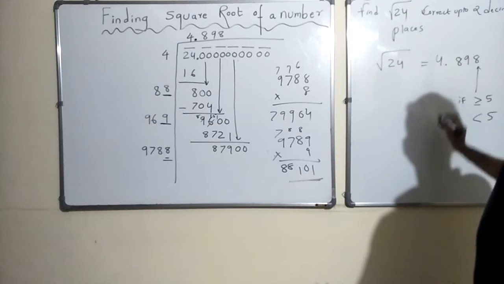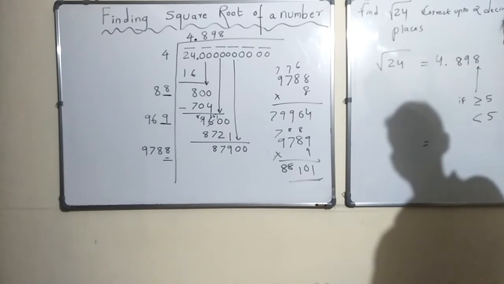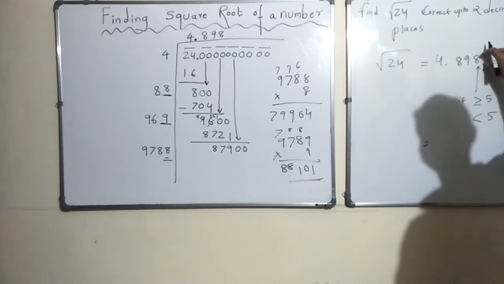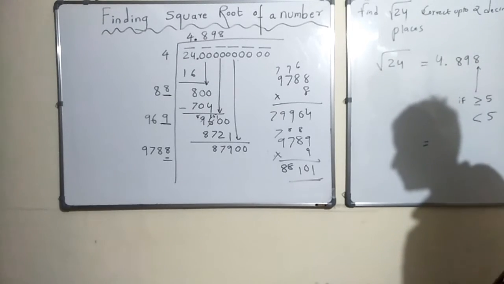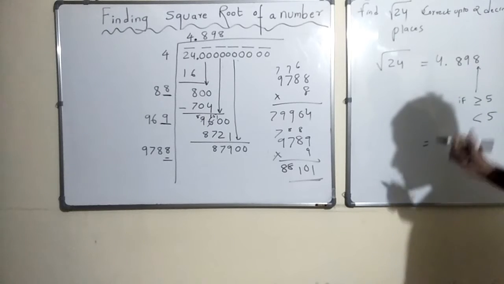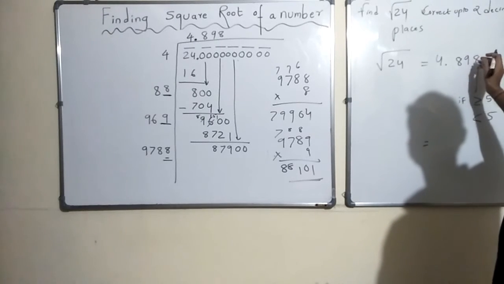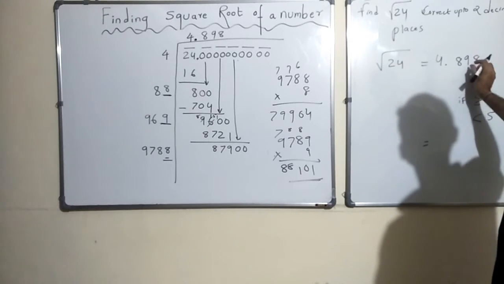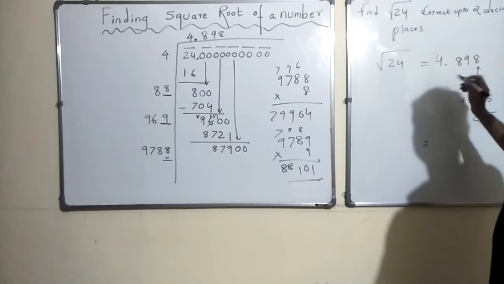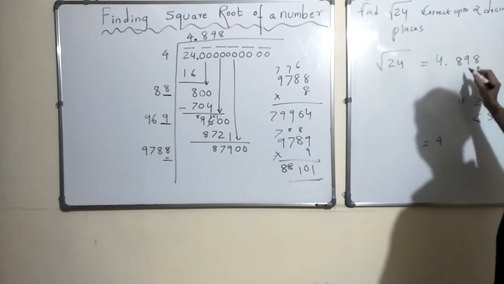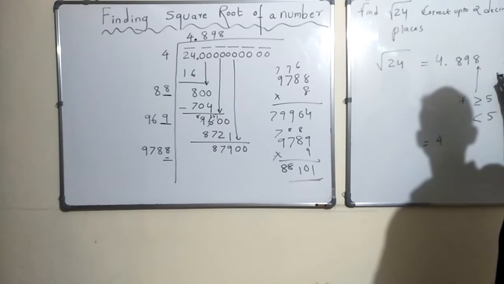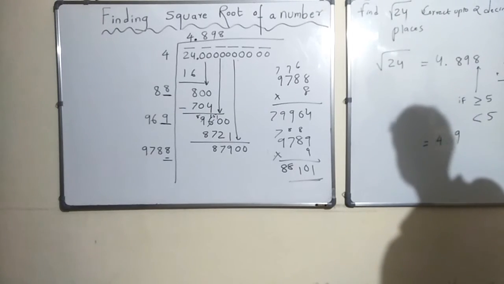Okay. So now in this case, the third decimal place is 8, greater than 5. So I have to do the correction. I have to add 1 to the previous digit, which is 9 here. And if you add that, it becomes 4.89 plus 0.01, right? We're just adding. So it becomes 0.90. So it becomes 4.9, right?